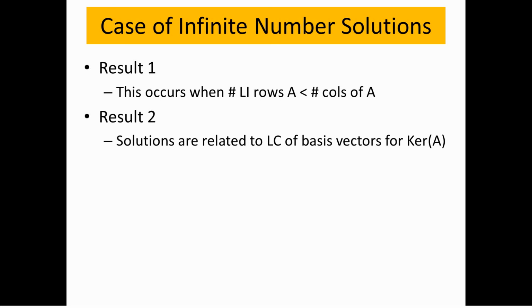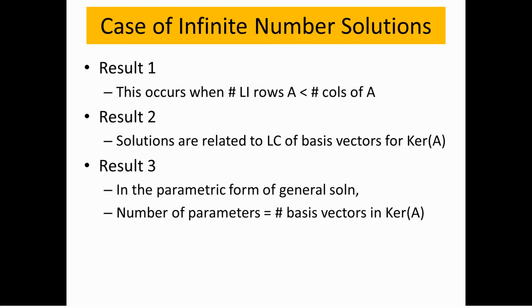And now we want to show how those solutions are related to the kernel of A. So I'm going to show that there's a relationship between the basis vectors in the kernel of A and the way in which the solutions can be expressed. And the last thing I want to do is show that this form of the solution, which generally has a parametric form, is such that the number of parameters in the solution is equal to the number of basis vectors in the kernel. So this in a sense tells us the dimension of the solution set for any one B. Okay, so let's take a look and see how we're going to prove results 2 and 3.